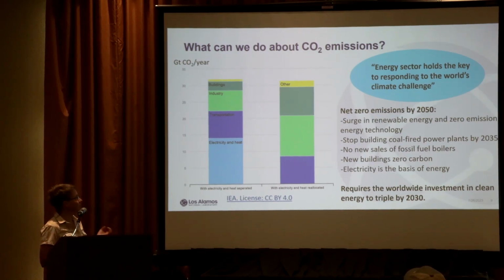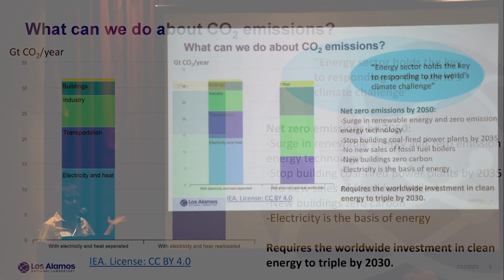What you need to do is we need to have a surge of renewable energy and zero emission technology. We need to stop building coal-fired power plants by 2035. No new sales of fossil fuel boilers. I know California is already thinking about going that way. New buildings, zero carbon. They need to be net zero carbon buildings. And electricity will be the basis of the energy. What would this need from all of us?